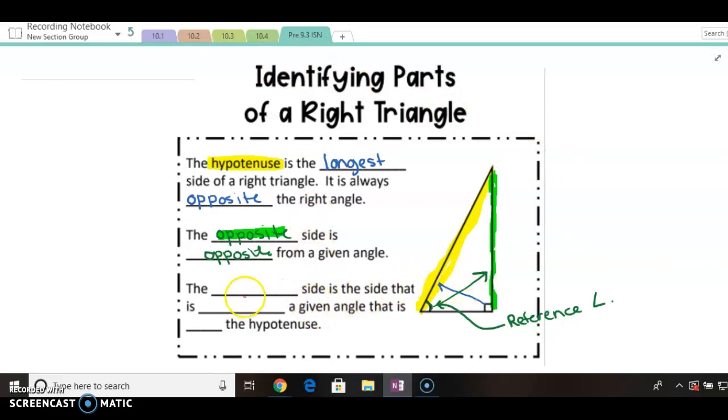The last one is the adjacent side. Now the adjacent side is next to the reference angle, but it is also not the hypotenuse. So if this is the reference angle here, this angle down below and this angle that's highlighted in yellow are both adjacent to this. However, this yellow one is the hypotenuse, which means that this one has to be the adjacent side. So we're going to highlight that in blue and we're going to highlight adjacent in blue.